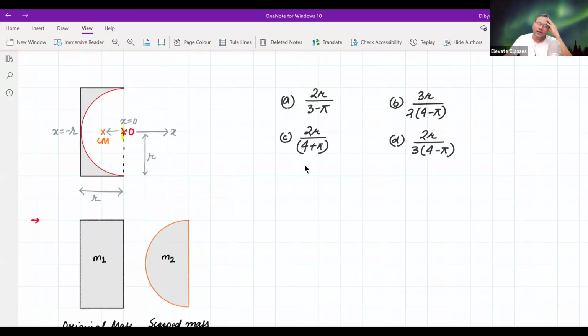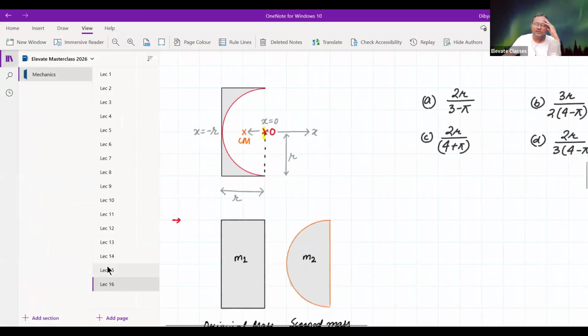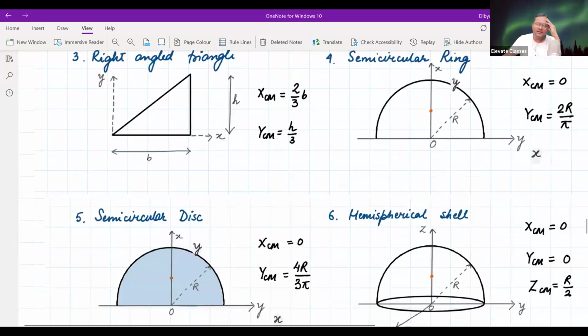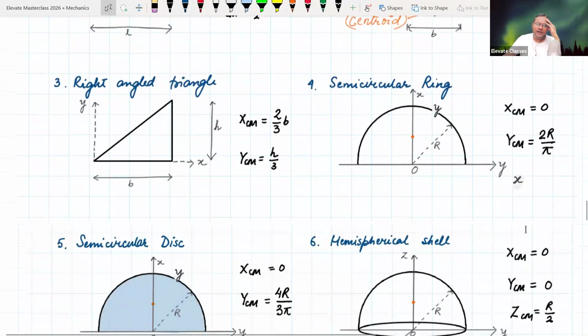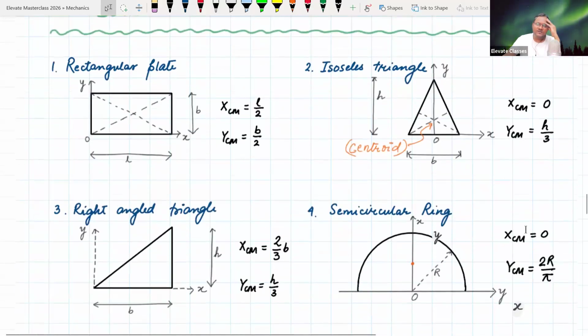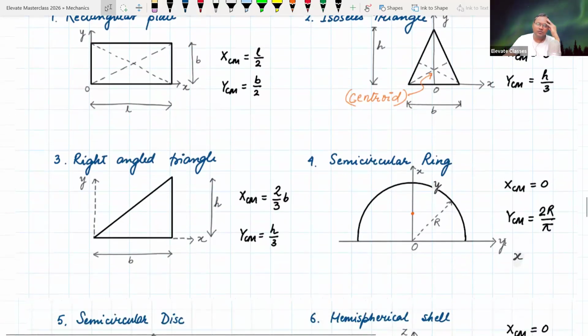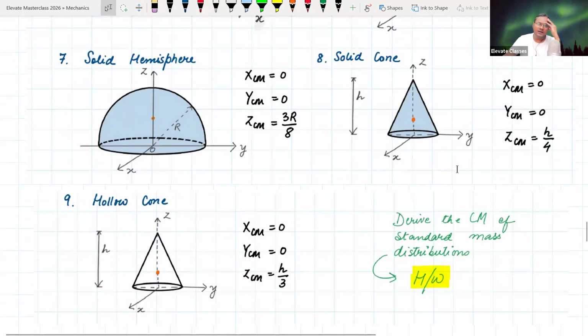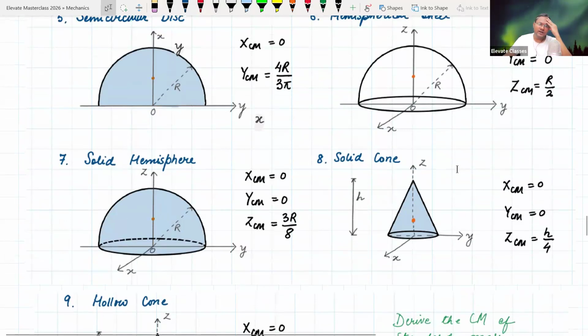For example, I gave a table last time, I guess in the PDF, of these objects. But remembering that is much better instead of trying to derive it, because deriving the center of mass of a semicircular disk is easy, but solid cone is hard. It's going to consume 10 to 15 minutes of your time, which is not really worth it. You have 3 minutes per question on an average in your hands. So in such a situation, practically it's better to skip it and move forward.